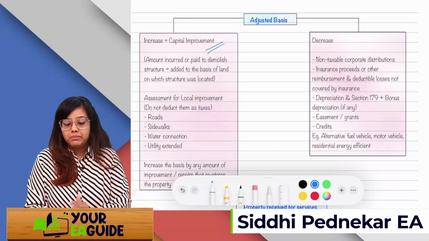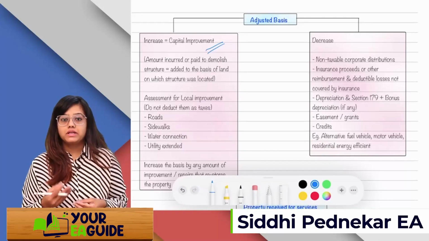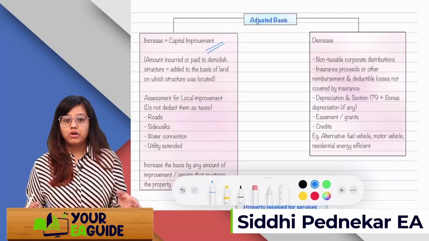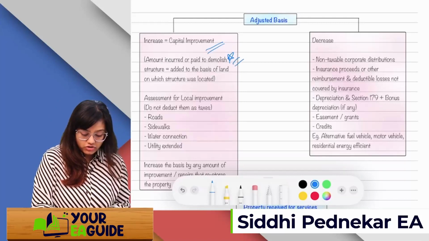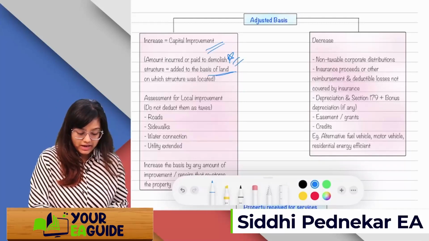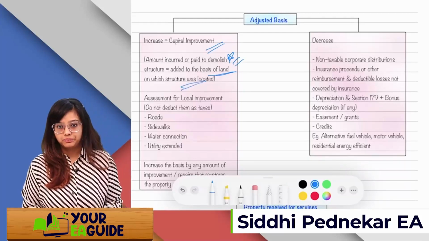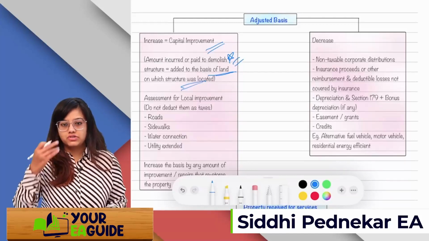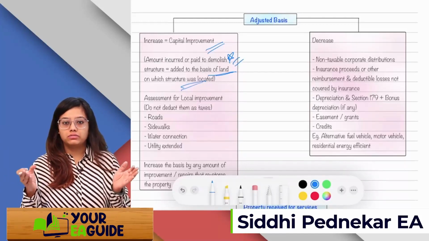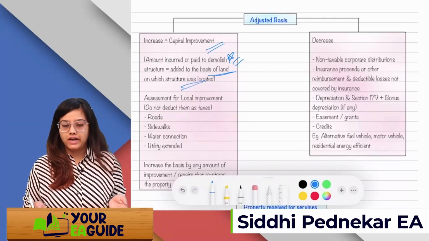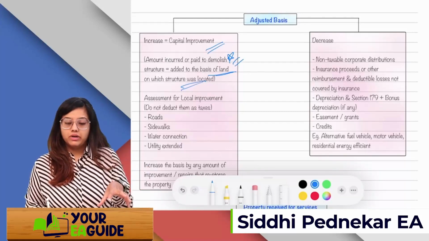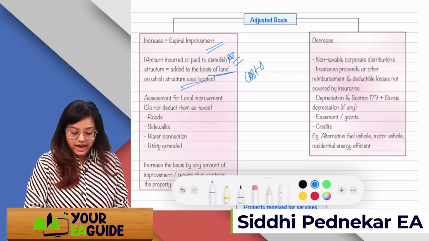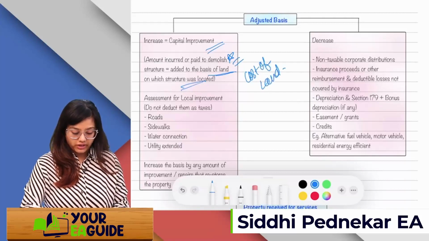What do you mean by capital improvement? If any amount is incurred or paid to demolish the structure, then that demolishing cost you will add to the basis of the land on which the structure was located. There are some temporary structures. If that structure is demolished, there is a cost incurred to demolish it. That cost will be included in the cost of the land on which that structure is located.